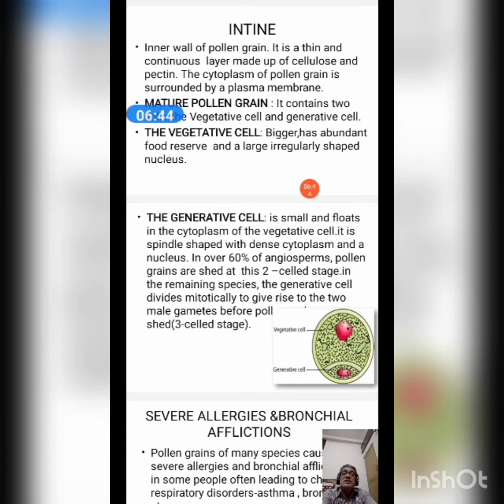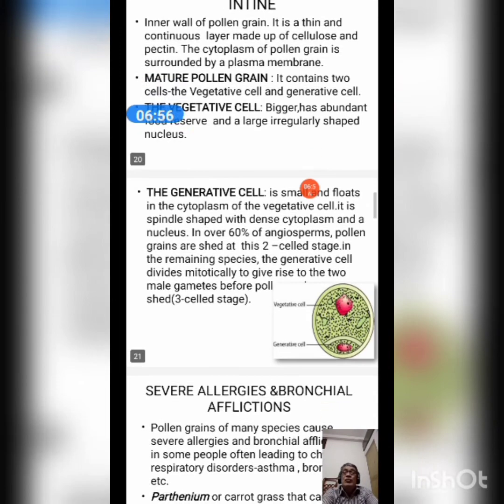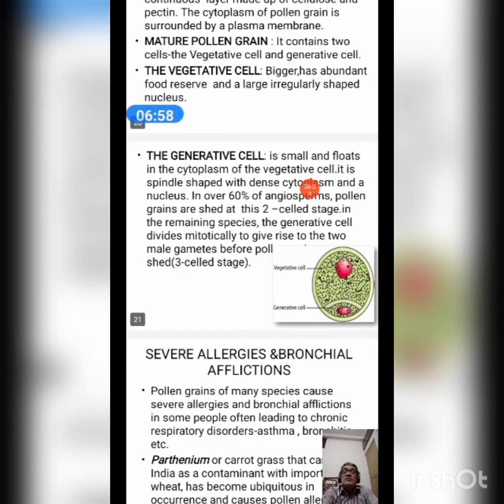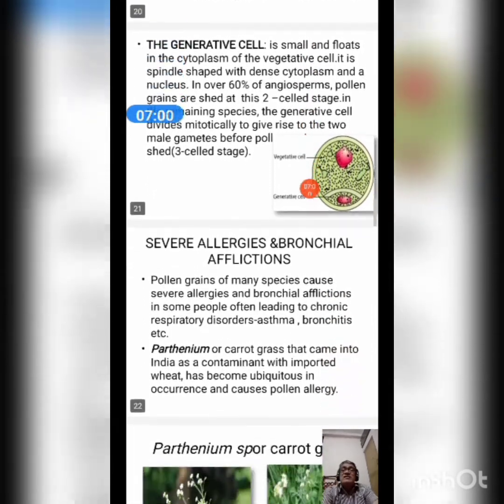In over 60% of angiosperms, pollen grains are shed at the two-cell stage. In the remaining species, the generative cell divides mitotically to give rise to two male gametes before the pollen is shed, that is, the three-cell stage.